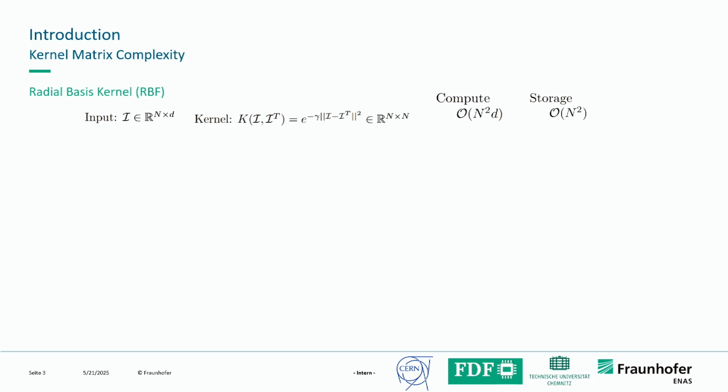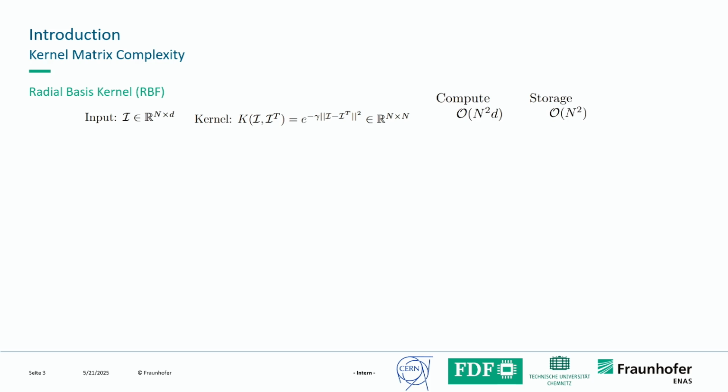And of course, kernel methods require kernels, and kernels are a bit hard to deal with. To show you this, for example, this is a kernel called the radial basis function kernel, the RBF kernel for short, and it requires computing and storing an n by n matrix. If you think of that in floating point, this is really big. So it has n squared d compute complexity and n squared storage complexity.